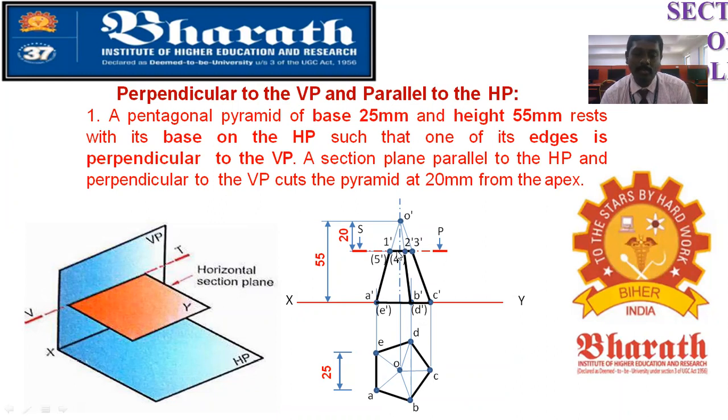Okay, so now you are going to make a sectional top view. From here you are going to make projection. Then you will get a sectional portion here, the hatched portion, on the respective projection, because you cut at the 20 mm height from the apex, so that you form a frustum. You will get a pentagon shape here.